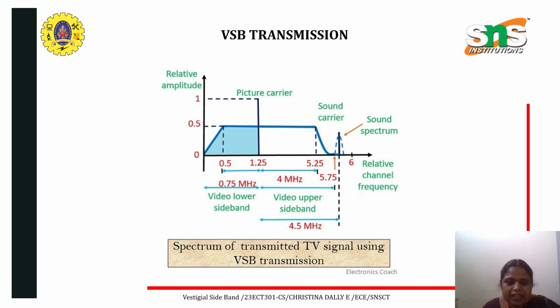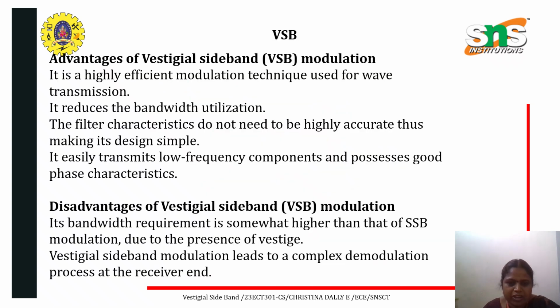Let us take the TV transmitted signal. We have various frequencies. For the TV transmission, we have to measure the picture carrier, sound carrier, what the spectrum is, and what channel frequencies we are using. In this diagram, we have represented some of the frequency ranges for the television signal that has been used for the VSB transmission. It relates amplitude with respect to frequency.